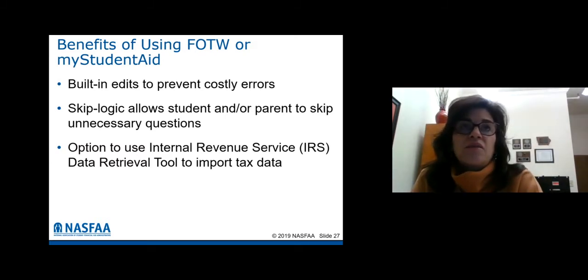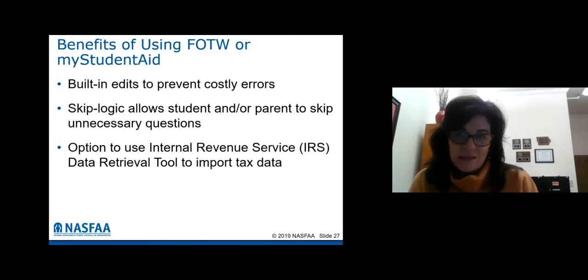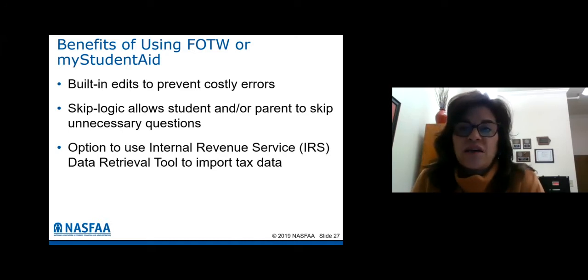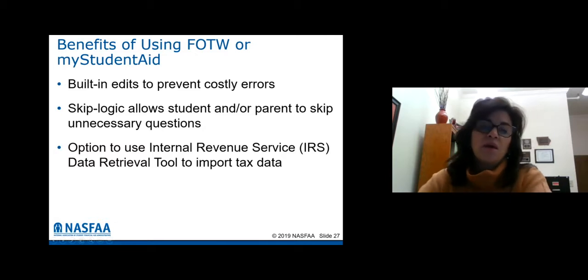The best example I can give you of this is if your child was born male and is registered with selective service. If they're male, they have to be registered with the selective service if they're 18 to receive federal aid. So when I filled it out for my daughter, it didn't ask me if she was registered, but when I filled it out for my sons, it asked me if they were registered. So again, that skip logic is going to avoid questions you don't need to do.